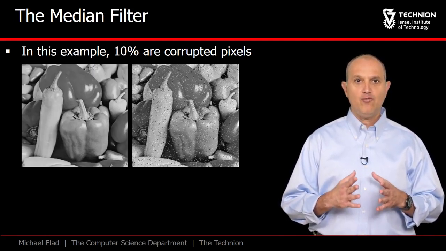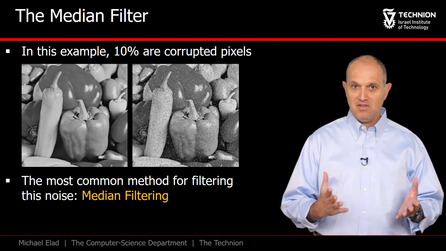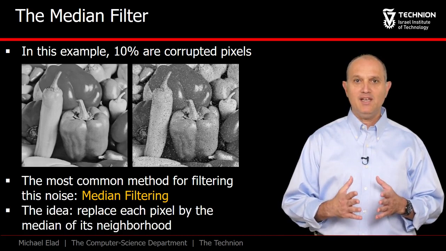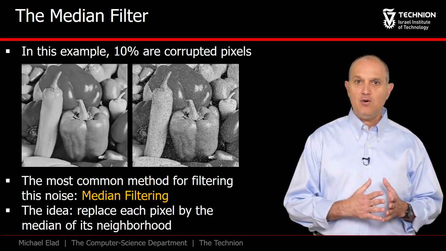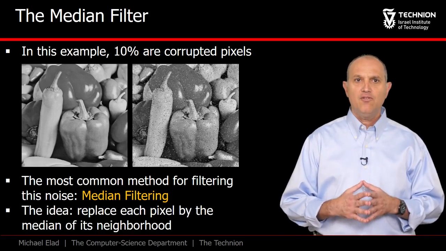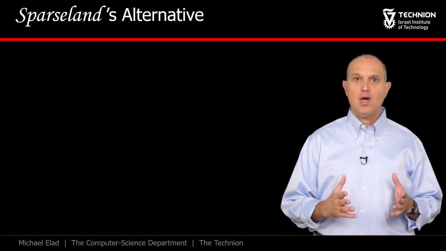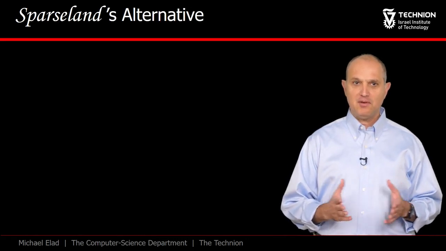Now, what have we been taught to do in such situations? The answer is median filter. Basically, we replace each pixel by the median value of its local neighborhood, and this is known to be quite effective for salt and pepper noise removal. Now, let's offer our alternative, which will be based on SparseLand.